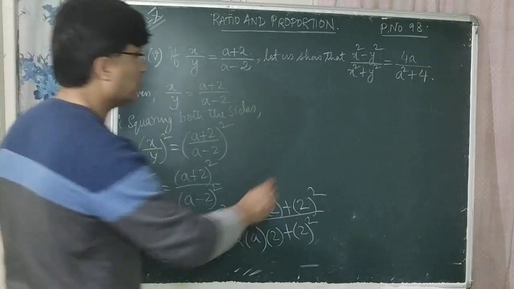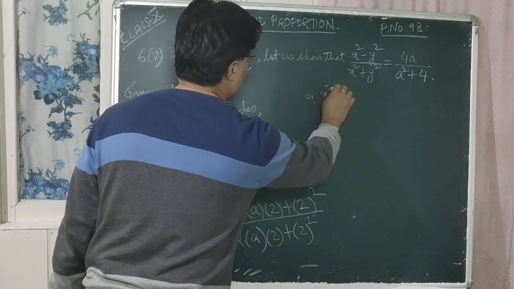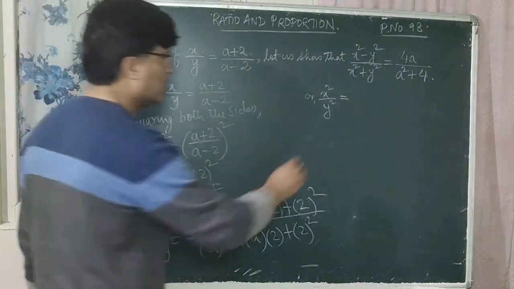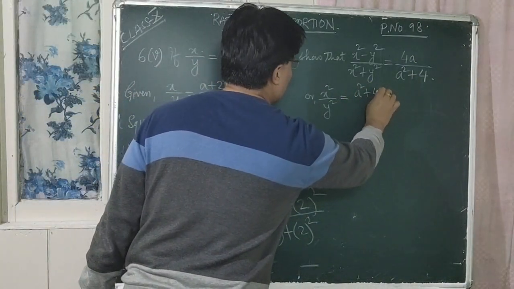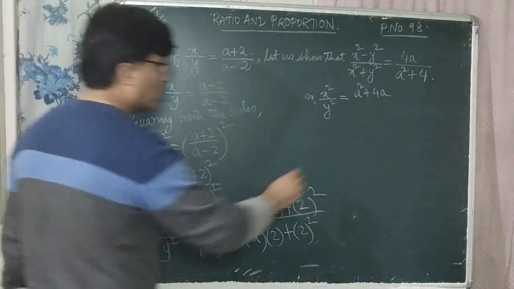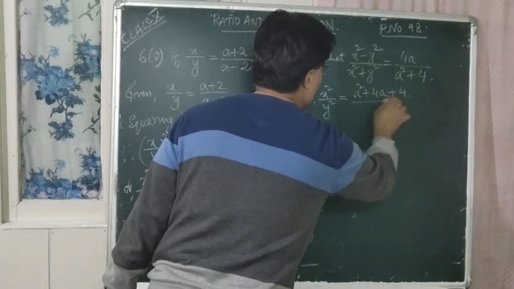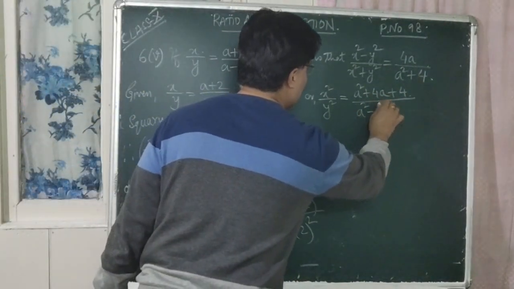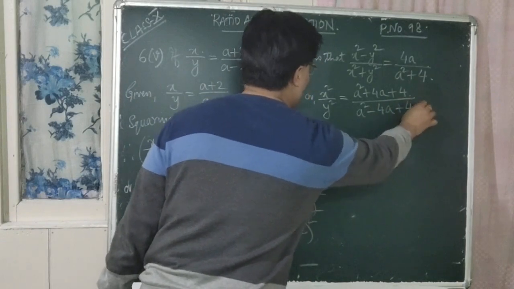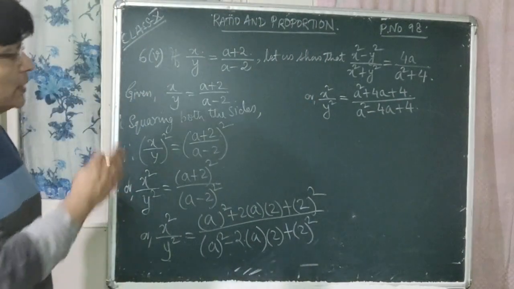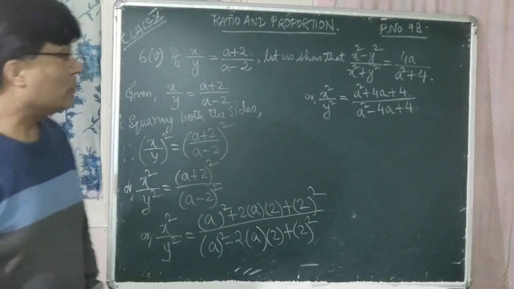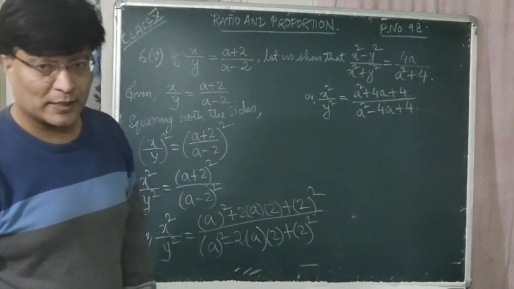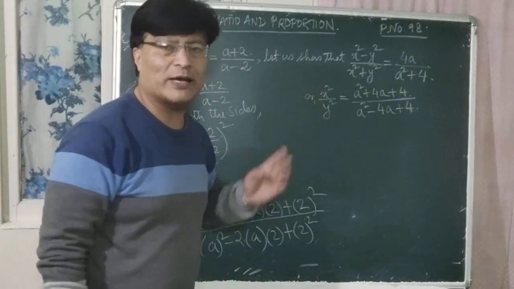Now let us simplify it. So it is x square by y square is equal to, what is a whole square here? It is a square plus 4a, then plus 2 whole square is 4, whole divided by, in the denominator what do we write? It is a square minus 4a plus 4. So I think you have understood it. So now you have to prove x square minus y square upon x square plus y square. But we have only x square by y square here.